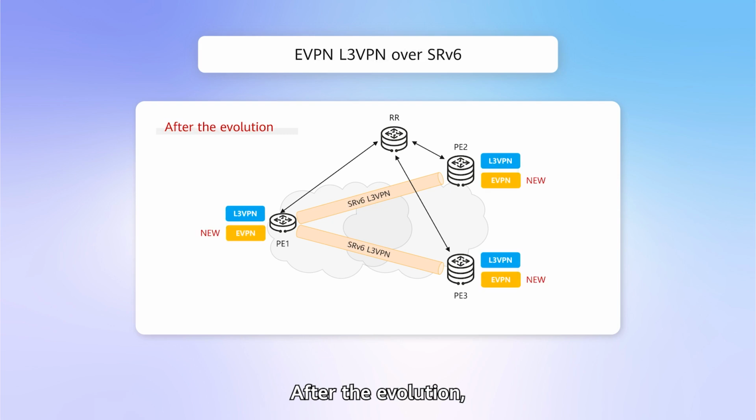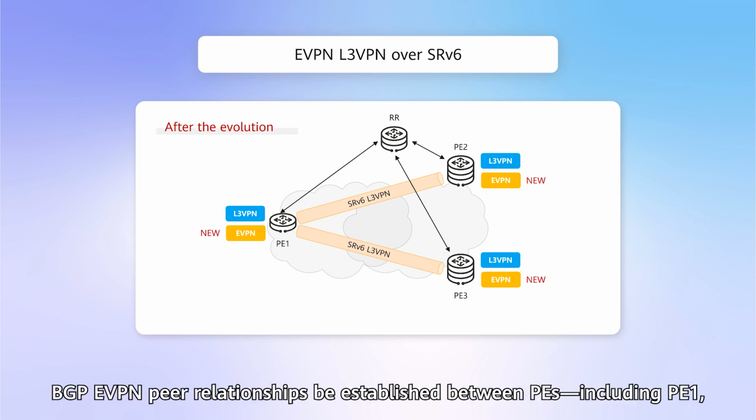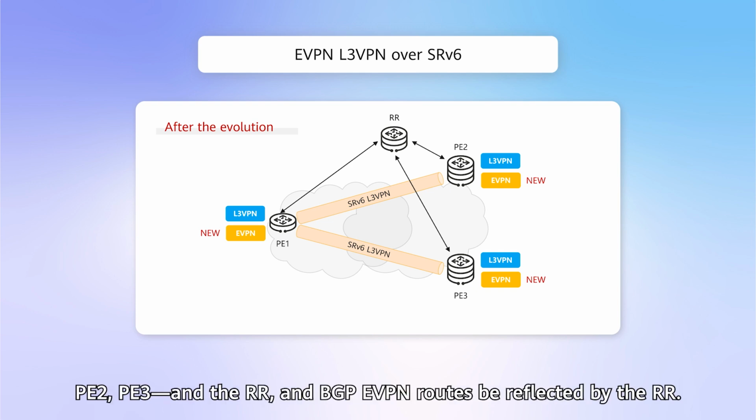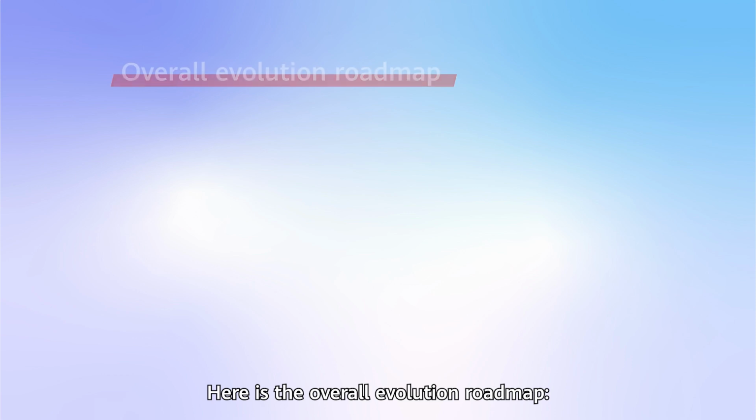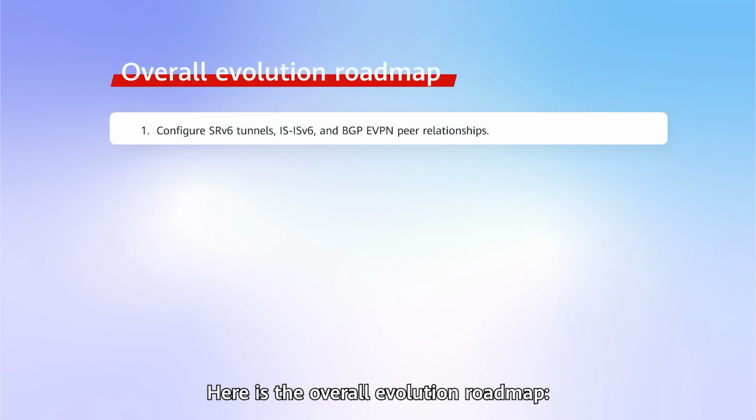After the evolution, it is expected that SRv6 tunnels be used to carry EVPN L3VPN private line services. BGP EVPN peer relationships are to be established between PEs, including PE1, PE2, PE3, and the RR, and BGP EVPN routes are to be reflected by the RR. Here is the overall evolution roadmap.